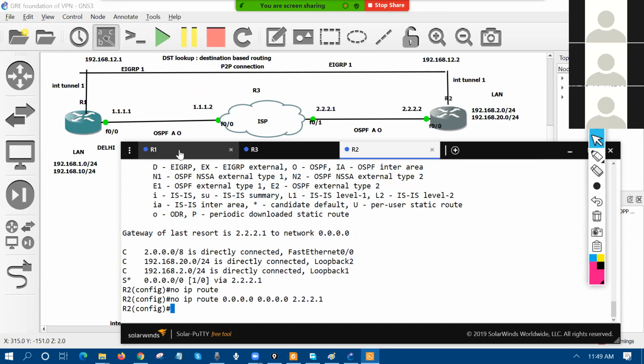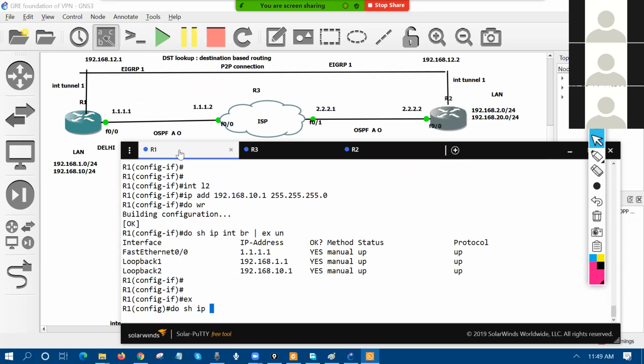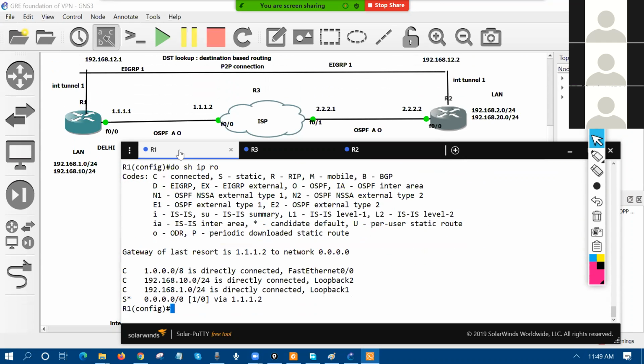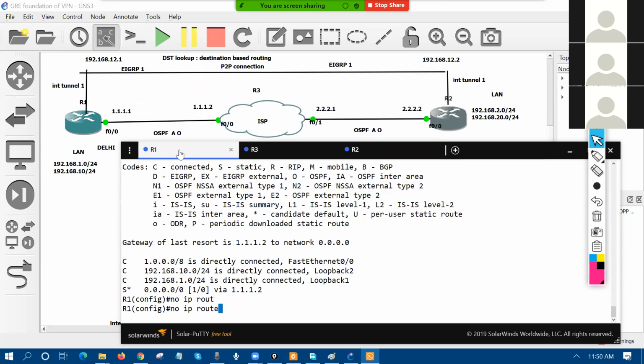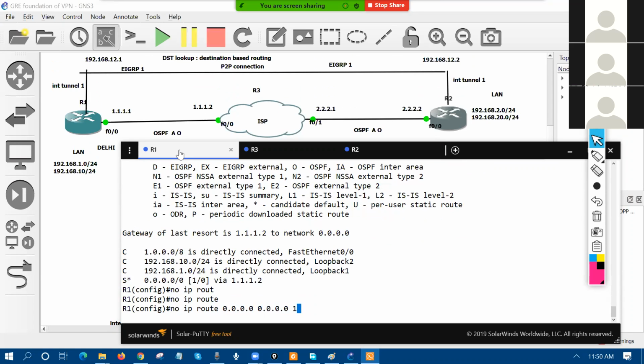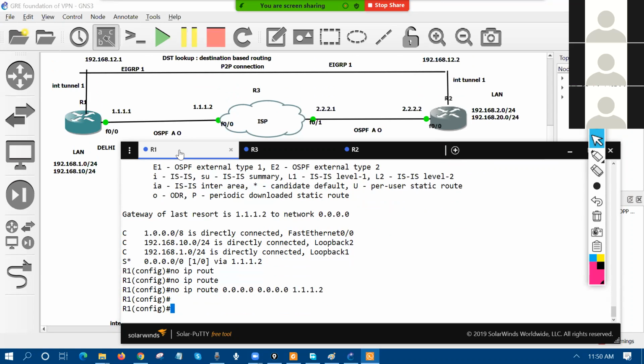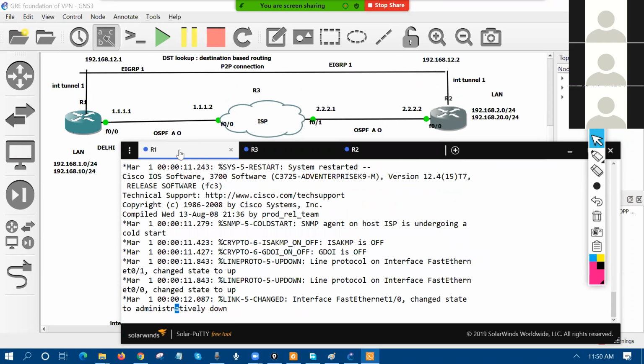Same thing from here. I think this guy also has a default. All good, no IP route. So everything is now normal. WR.